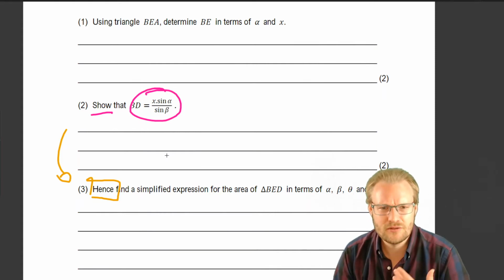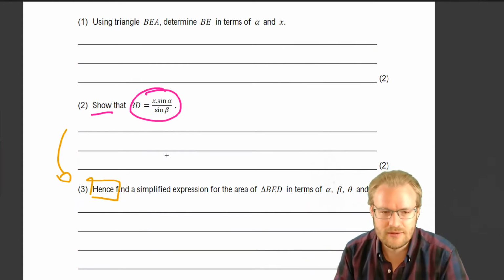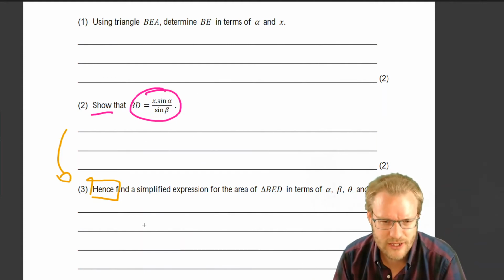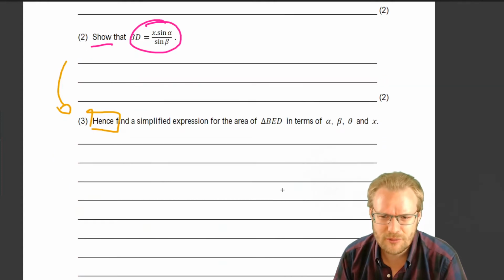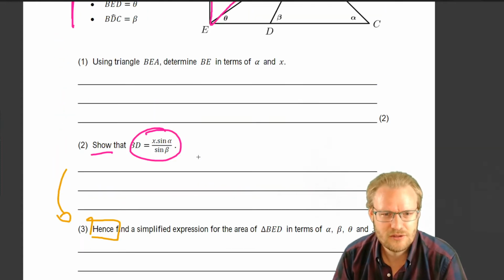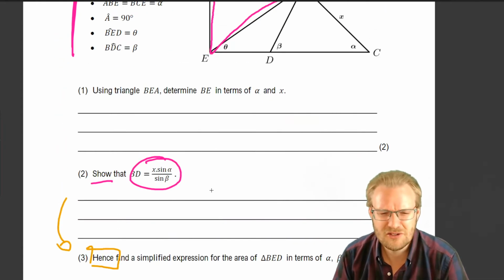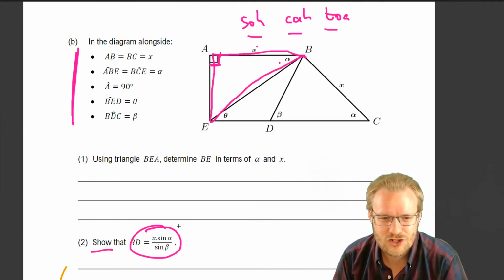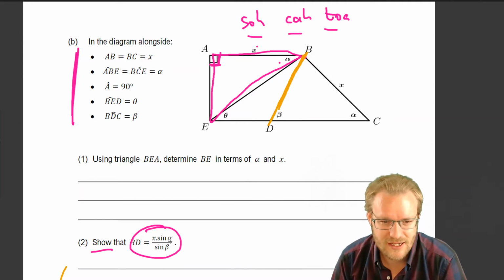So they're giving you the answer, and then saying, well, use that answer in the next question, but you don't want to be stuck for this question. You'd want to have access to this question. So you're going to show that. So you've got BD. There you need to show that that's something to do with X, sine.